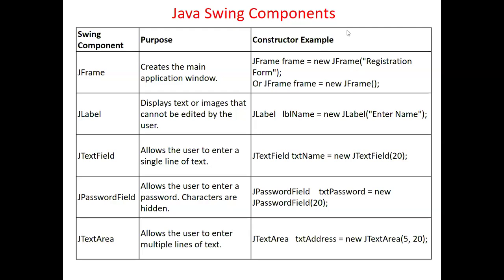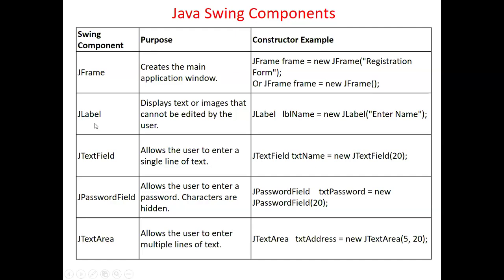There are different ways to create the JFrame. The simple two ways you can say here: JFrame, new frame. I'm creating an object of JFrame with the frame name, with some name for the window, like a registration form, or you can create it without a title. So this is one, a frame, a window created, and there are more other components.